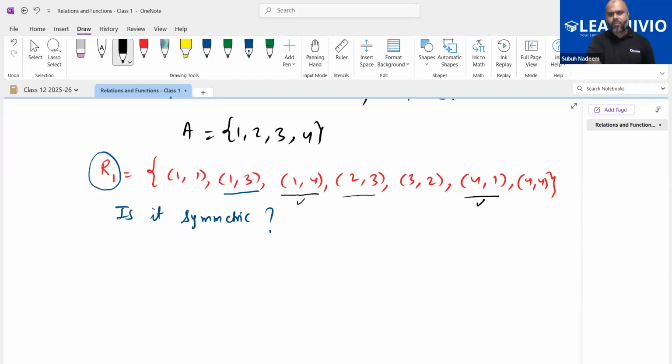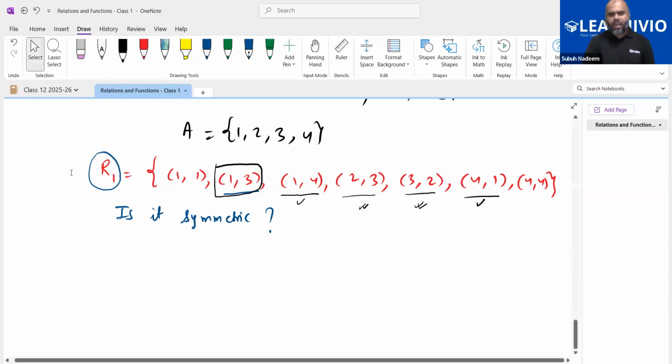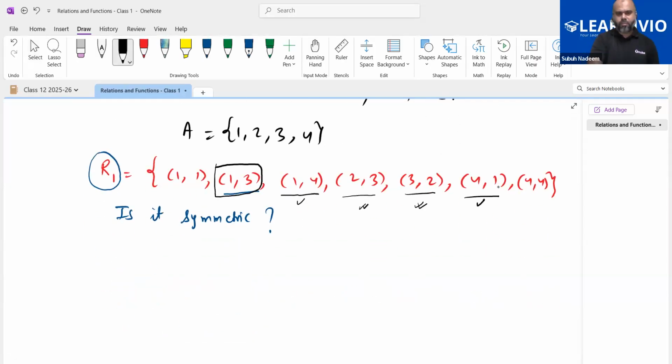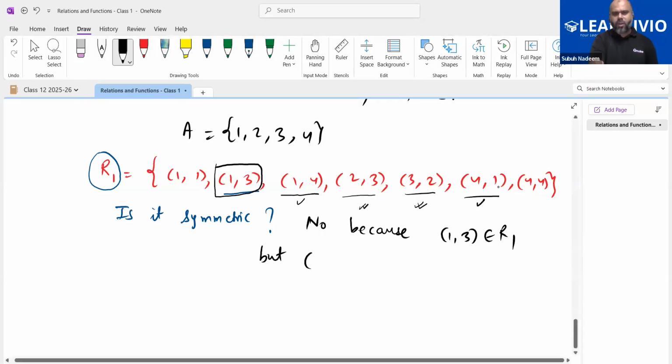(2, 3) is there and (3, 2) is also there. This is also okay. And (4, 4) is the same. So due to (1, 3), we don't have (3, 1). And it says that if (A, B) belongs to R, then (B, A) must also belong to R for R to be a symmetric relation. So here it is not symmetric because (1, 3) belongs to the relation R1, but (3, 1) does not belong to the relation R1.